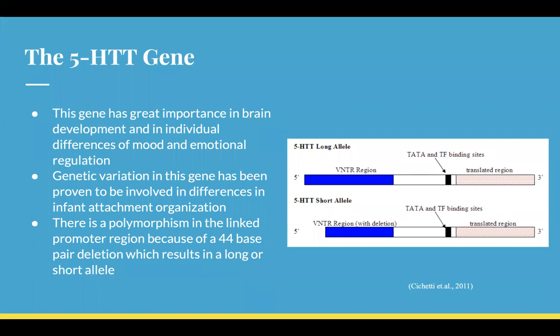There's a polymorphism in the linked promoter region because of a 44 base pair deletion, which results in a long or short allele. And the short allele is the one that we're going to focus on because that one is the one that can predict attachment style. And this gene also tends to predict depression and anxiety or other types of mental illnesses. So it's not really surprising that it also has an effect on attachment style.